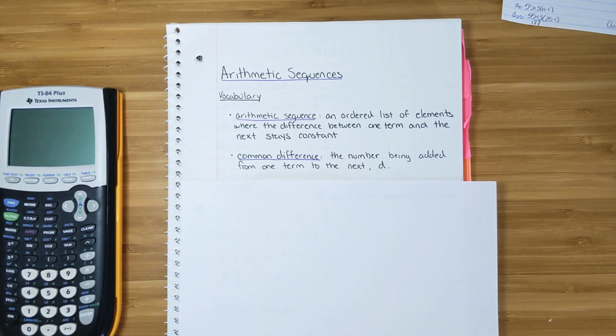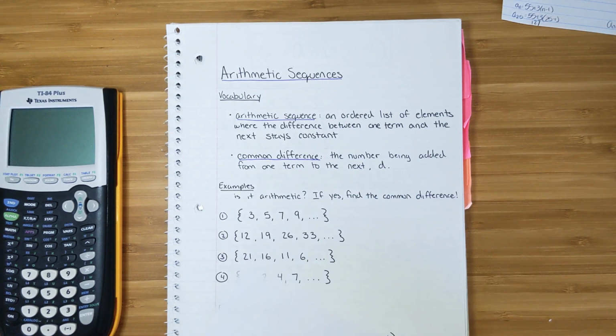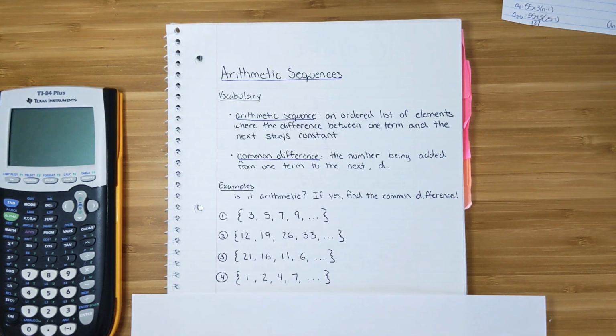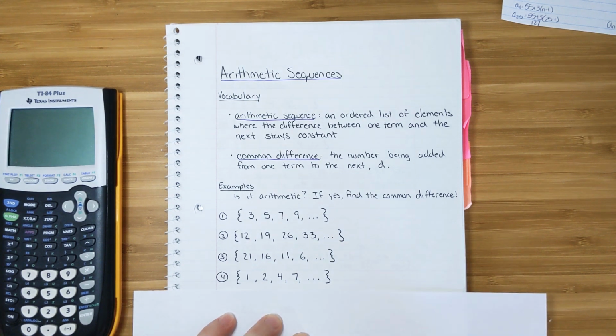So if this comes up, just know that it stands for the common difference. So let's get into some examples right away. Here are four sequences. Your question right now is to decide, are these arithmetic sequences? If they are, then find that common difference that is the same throughout the entire sequence. So I'll go through the first example with you, and then I want you to try the next three on your own.